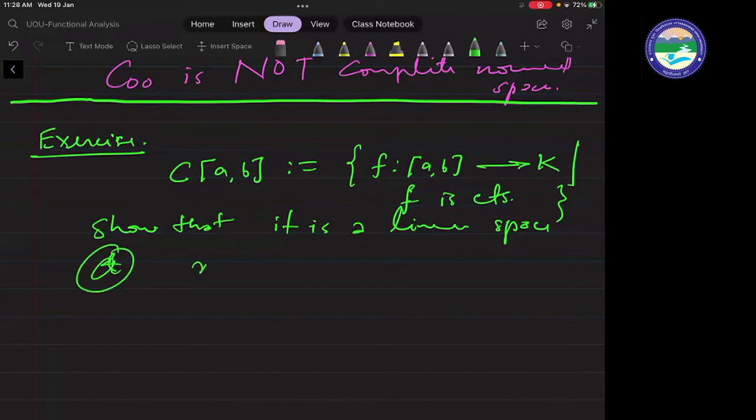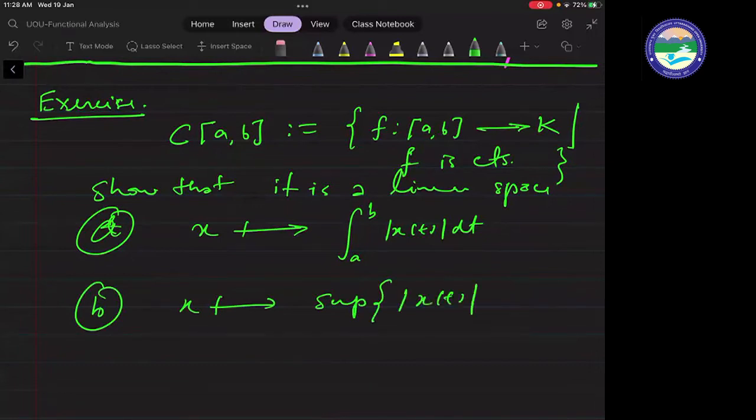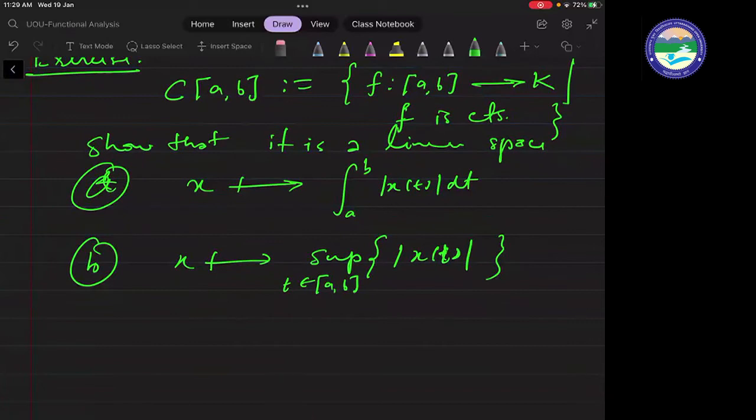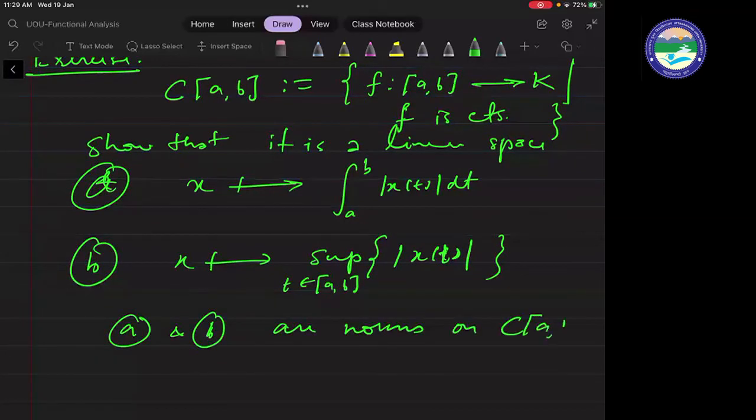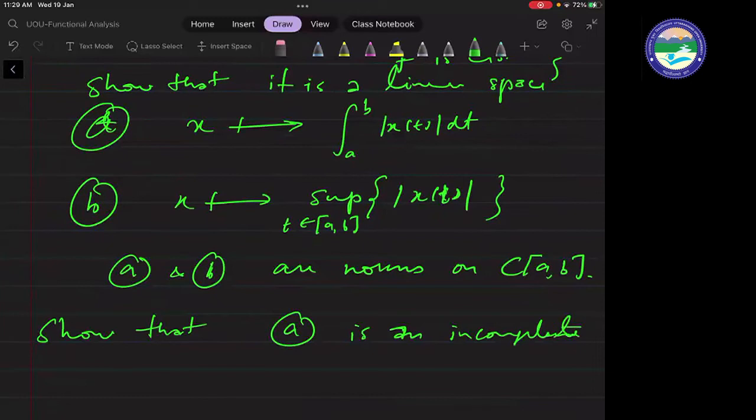Show that x goes to the integral from a to b of mod x(t) dt is a norm, and x goes to the supremum of mod x(t), where t belongs to [a,b], is also a norm. So A and B are norms on C[a,b]. Also show that A is an incomplete norm and B is a complete norm. This is an exercise for you.